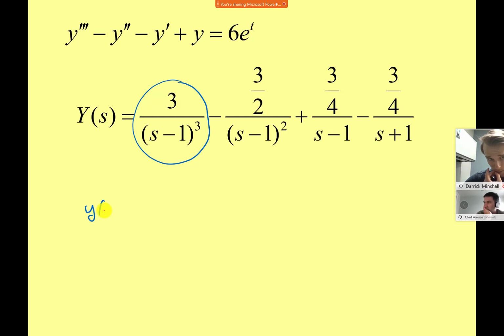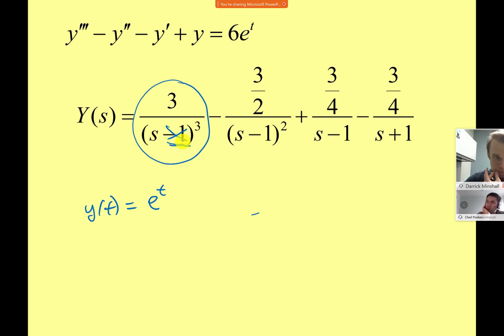Okay, so it's y of t equals 3. I'll forget the 3 for a minute and just do the shift, because we may need the 3 in part of the inverse transform. So this is going to have an e to the t on it because of this shift. Whatever the shift is, it's s minus a number. It's a positive 1, so this is going to be e to the t.